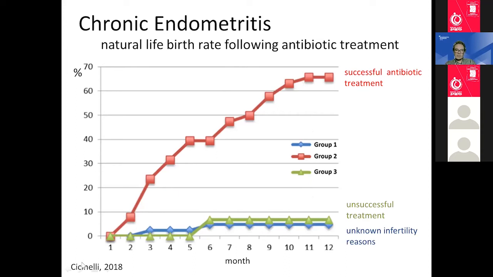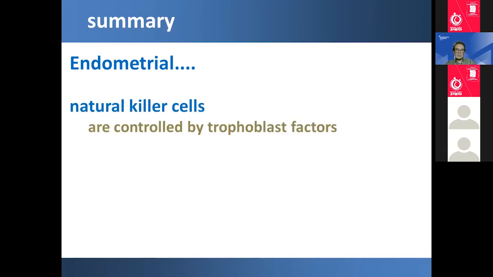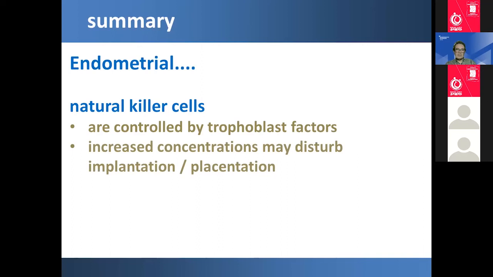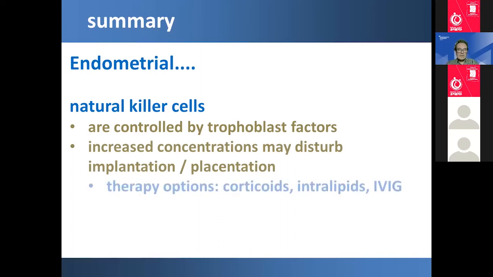The same group, Ciccinelli, compared to patients with unsuccessful treatment or with unknown infertility reasons. So antibiotic treatment seems to improve the live birth rate. Summary: endometrial natural killer cells are controlled by trophoblast factors. Increased concentrations may disturb implantation and placentation.